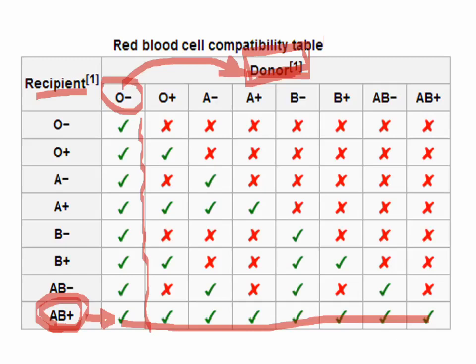While for the AB positive, why is it the universal recipient? We said that for the recipient, for the receiver, we look for the antibodies which are found in the serum. Does the AB positive have any antibodies? No, there is no anti-A, no anti-B, and no anti-D. So it has no antibodies in the serum. Whatever antigens you are transferring, there will be no corresponding antibodies. That's why the AB positive is a universal recipient.